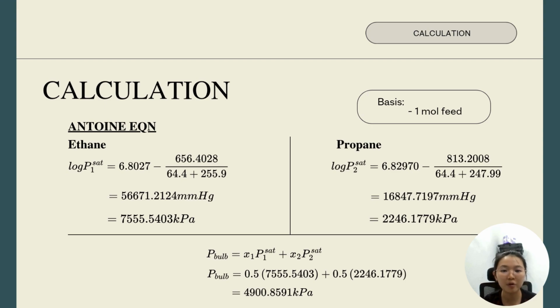First, we find our pure component properties using the Antoine equation. At our system temperature, ethane is highly volatile with a saturation pressure of 7,555.5 kPa, while the heavier propane sits at 2,246.2 kPa. By applying Raoult's law, we find our upper phase boundary, the bubble point pressure. If our system hits 4,900.86 kPa, the very first bubble of vapor will form.